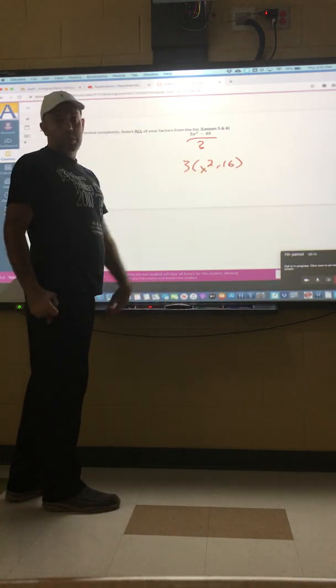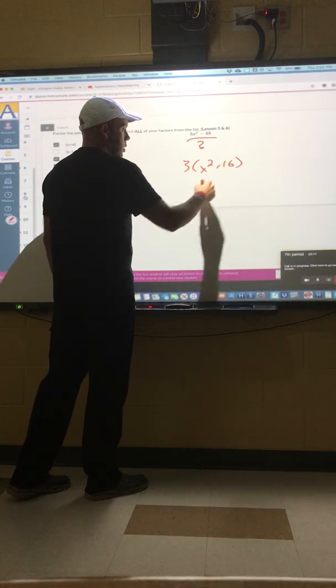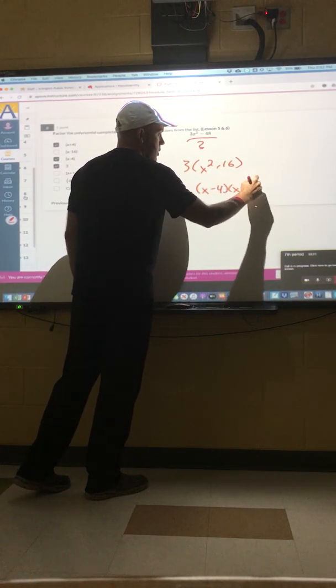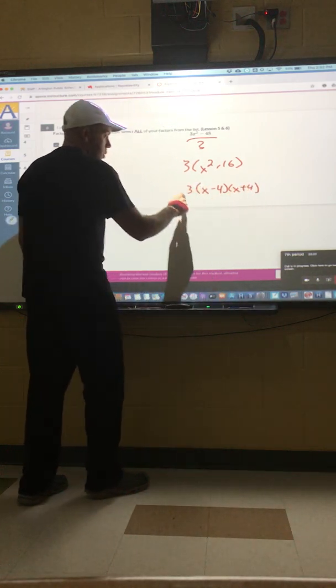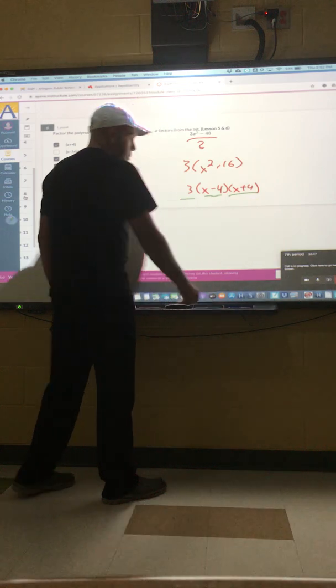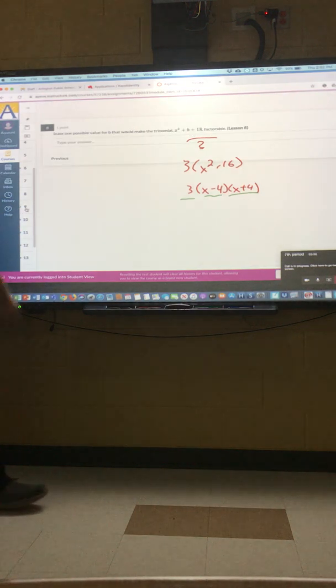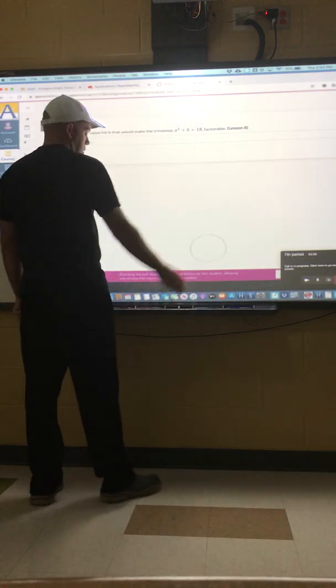Well, now that's a difference of squares, right? So going back to my perfect squares pattern, x squared minus 16 would factor into x minus 4 and x plus 4. I bring down my 3. Now I need to select, notice there's 1, 2, 3 parts to this answer. So I select all 3: 3, x minus 4, and x plus 4. All right, number 9.